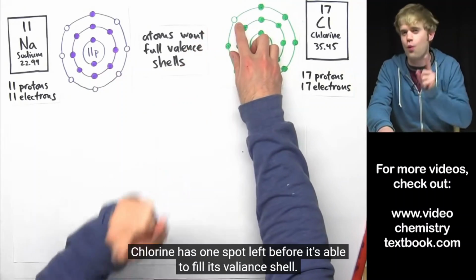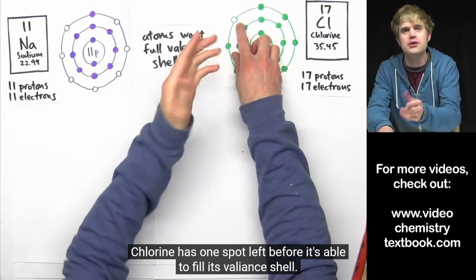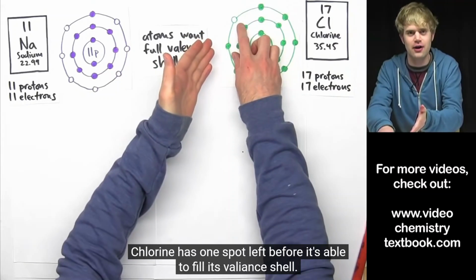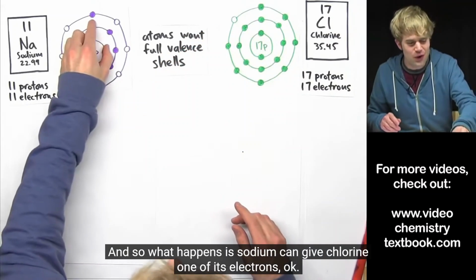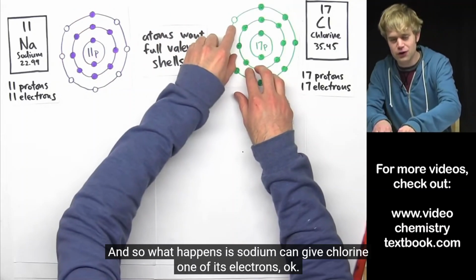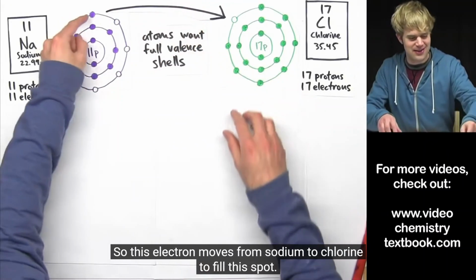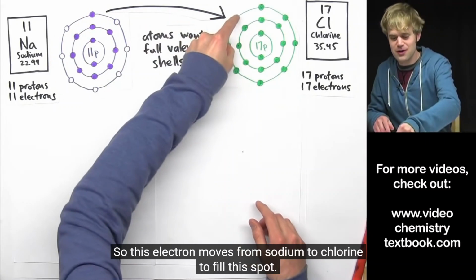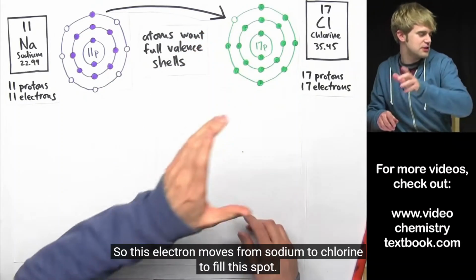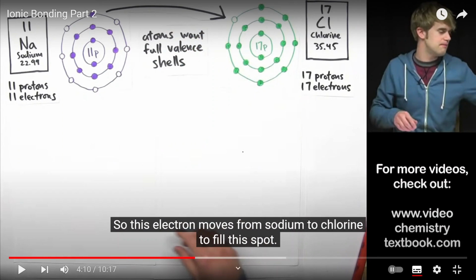Chlorine has one spot left before it's able to fill its valence shell. And so what happens is sodium can give chlorine one of its electrons, okay? So this electron moves from sodium to chlorine to fill this spot. And you can fill in that box in the middle, which is again just reminding you that atoms want what? Full valence shells.